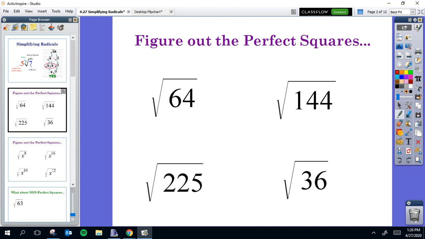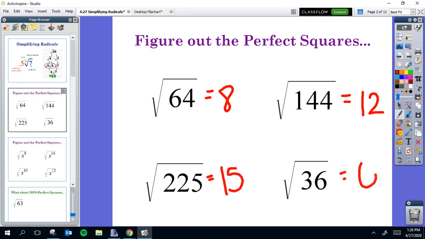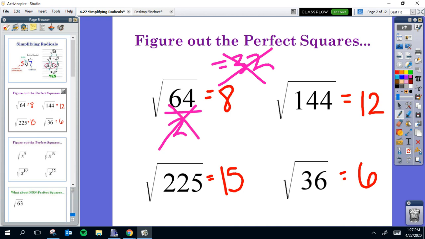All right, and when you do that, you should figure out that the square root of 64 is 8, 144 is 12, 225 is 15, and 36 is 6. Now remember, the square root means what number times itself will equal the number under the radical. That is different than dividing by 2. So an example of a common mistake is that someone would just take this divided by 2 and say that this equals 32. That is incorrect. Remember, you're trying to figure out what number times itself is the number under the radical.